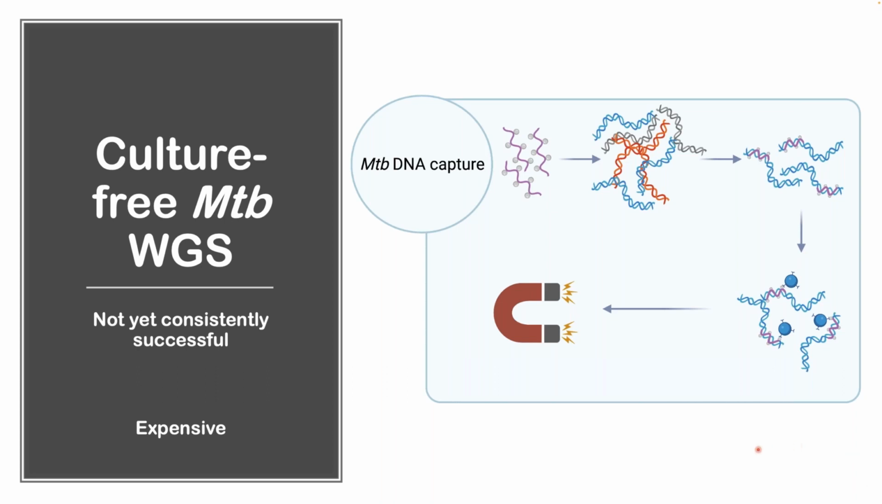Currently, culture-free MTB whole genome sequencing is a promising approach. For example, one such method involves MTB DNA capture using complementary RNA probes specific for the MTB target DNA, followed then by binding to magnetic beads for isolation or fishing out of the MTB DNA. However, this approach is fairly expensive and it's also not been shown to be consistently successful in all sample types.